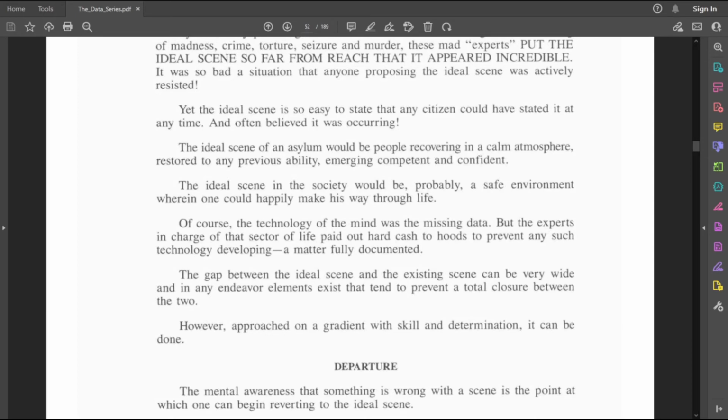The gap between the ideal scene and the existing scene can be very wide, and in any endeavor, elements exist that tend to prevent a total closure between the two. However, approached on a gradient with skill and determination, it can be done.